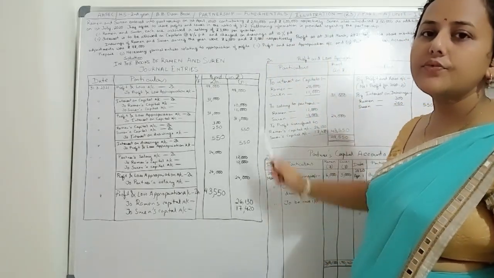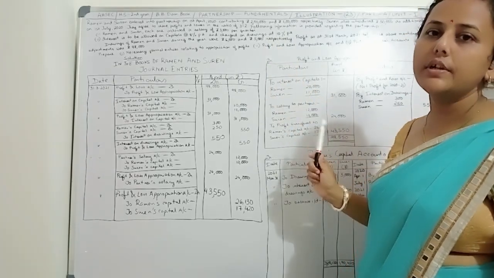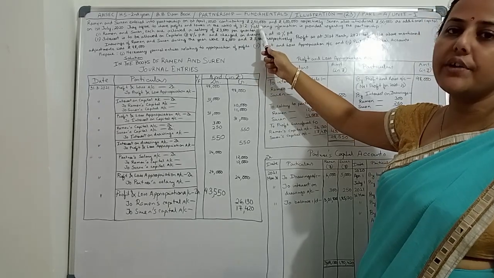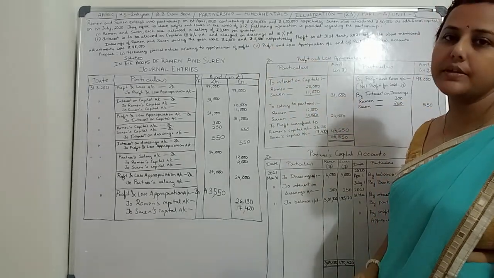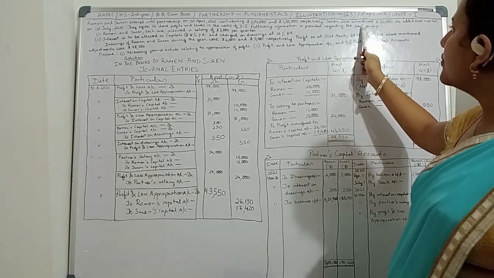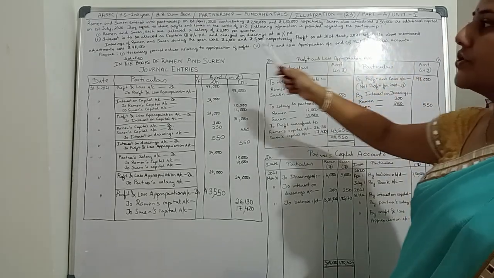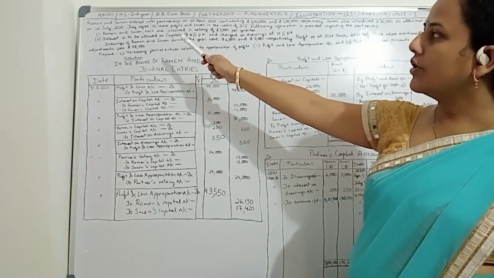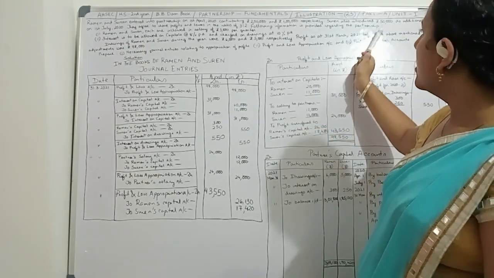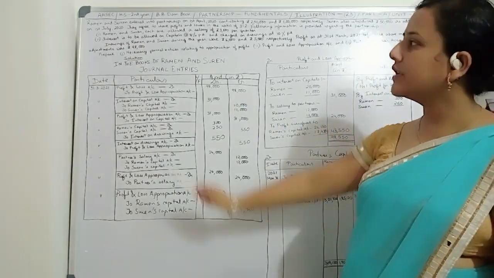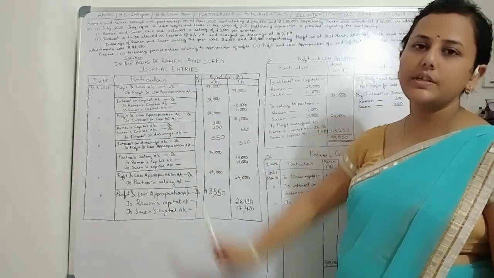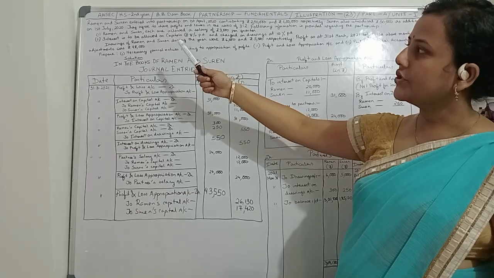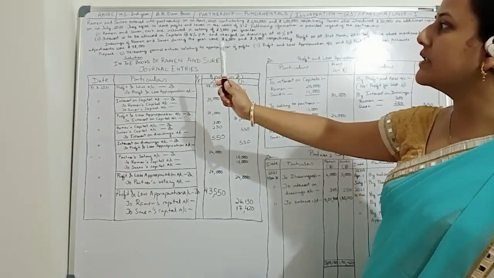So the year starts from April 1 and ends on 31st March 2021. Their capital contribution is 2,50,000 and 1 lakh respectively. Suren also introduced rupees 50,000 as additional capital on 1st July 2020. That is, for 9 months the additional capital was in the business.